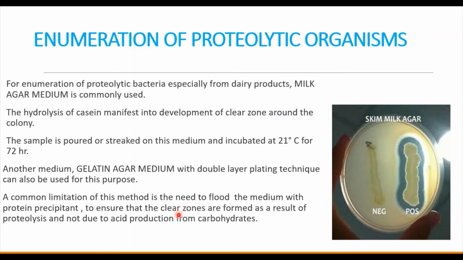And the limitation of this method, that is the gelatin agar medium, is that it needs to be flooded with a protein precipitant to ensure that the clear zones formed are the result of proteolysis and not due to acid production from carbohydrates. So that is the limitation of this gelatin agar medium. That's how you can enumerate the proteolysis, or the hydrolysis, of these proteolytic organisms.